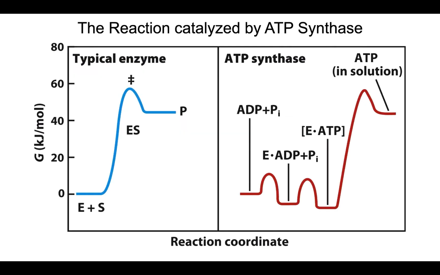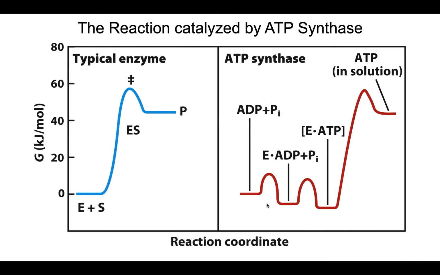Enzymes typically require investments of energy because the reactions are normally endergonic, and that investment of energy is usually necessary to convert the substrate to a product. Whereas ATP synthase, take a look at this. Here's the energy of our substrate, ADP and inorganic phosphate. And here is the energy of the product, ATP.